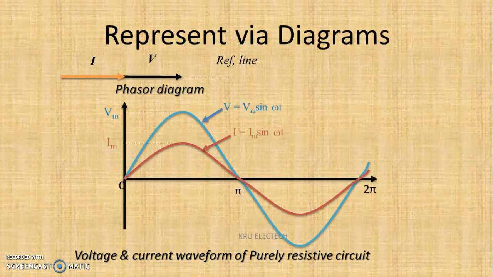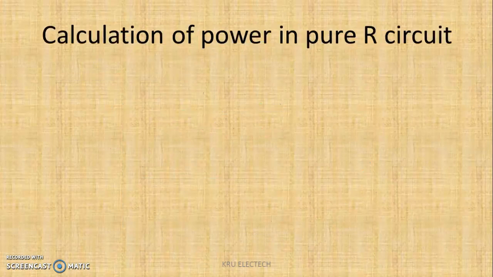The maximum value is given by Vm for the voltage and Im for the current. You can characterize this waveform by giving the equation. So this is the instantaneous equation. If you put in the value of omega t, that is the value on the x-axis, you can find the instantaneous value of the voltage by putting the values of omega t and Vm in the equation.